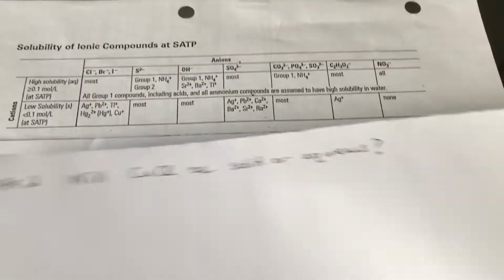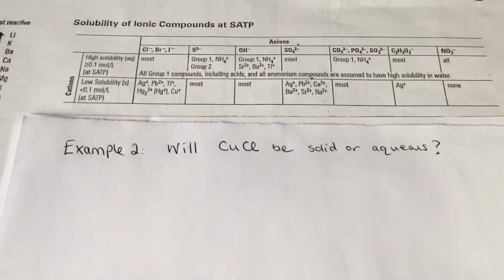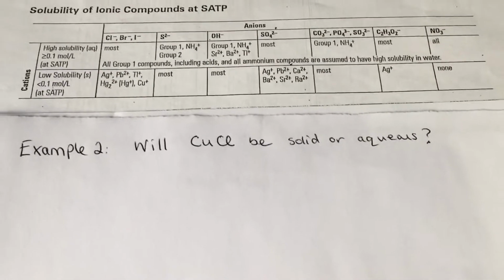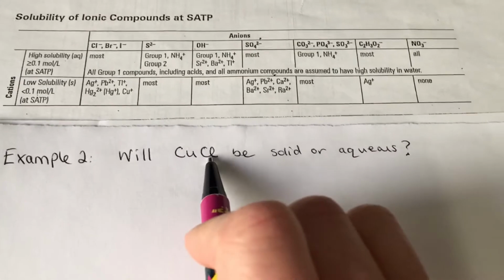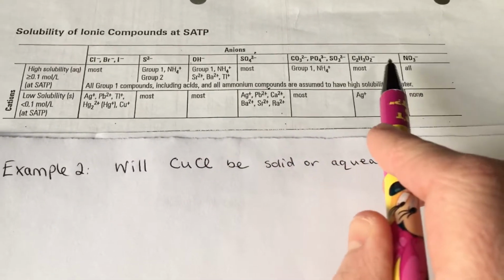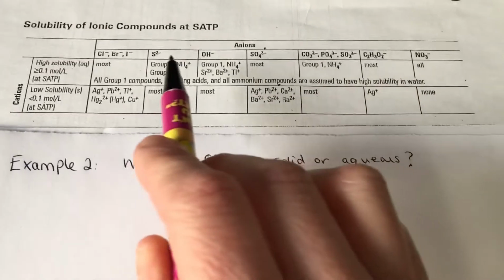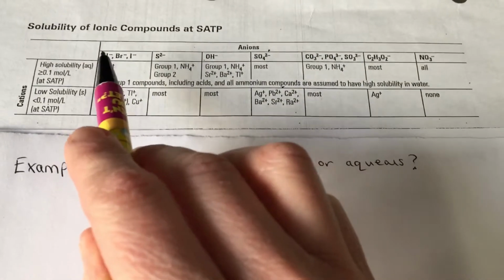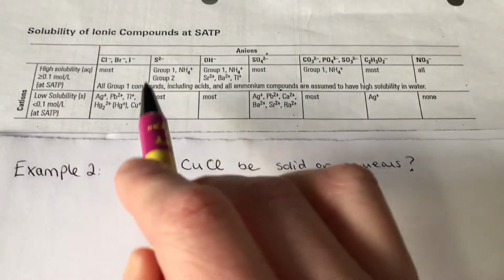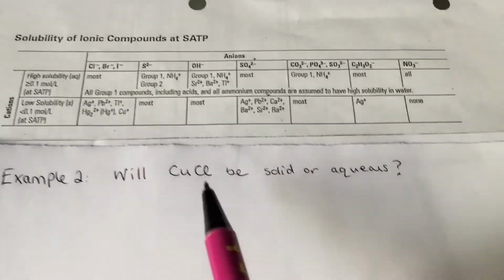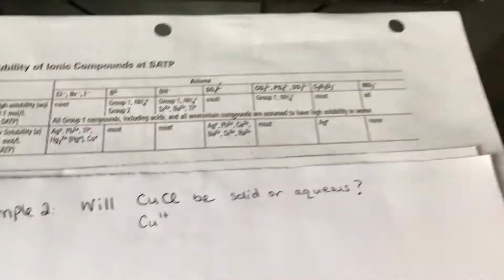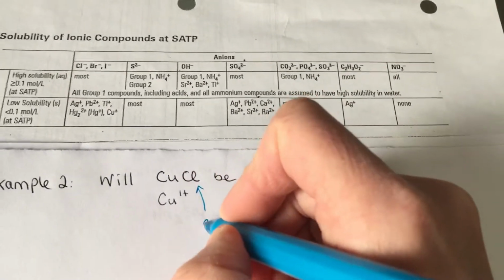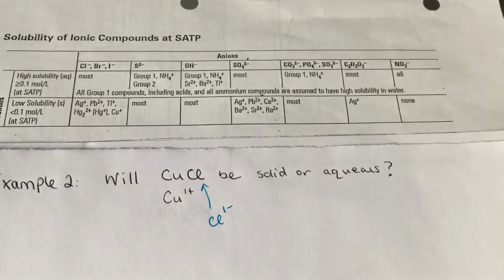Let's look at another example. Will copper chloride be solid or aqueous? Well, let's consider chlorine. We'll find it here. There it is, right there. So now we're just concerned with this column. This is copper 1+. I know that because chlorine always forms a 1- charge.